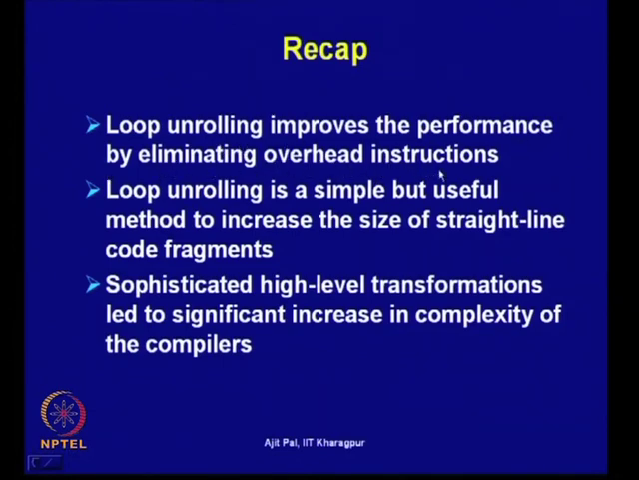We have already discussed in detail these issues, and we have seen that loop unrolling improves the performance by eliminating overhead instructions. Loop unrolling is a simple but useful method to increase the size of the straight line code fragments. These are sophisticated high level transformations which lead to a significant increase in the complexity of the compiler. So, loop unrolling and instruction scheduling is done at the cost of increased compiler complexity. But we have seen that, in spite of that, it has some limitations, because it increases the size of the code, which leads to cache misses and other things.